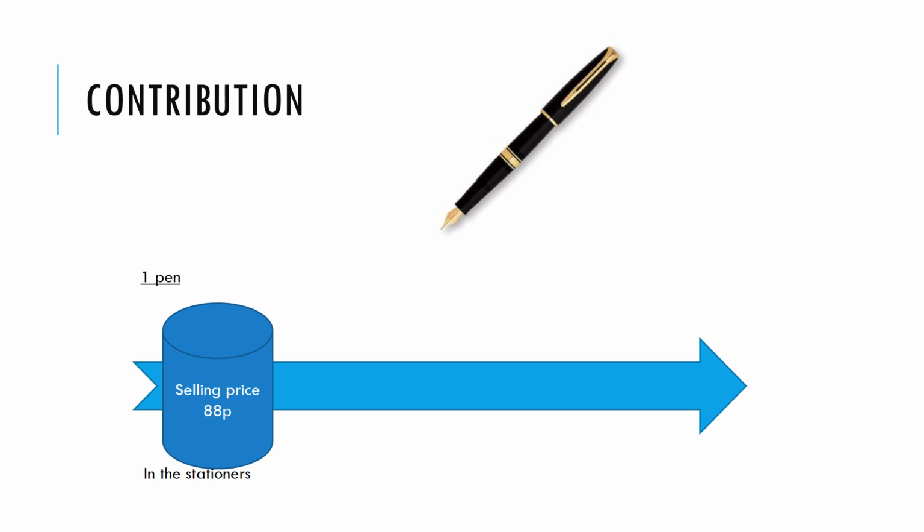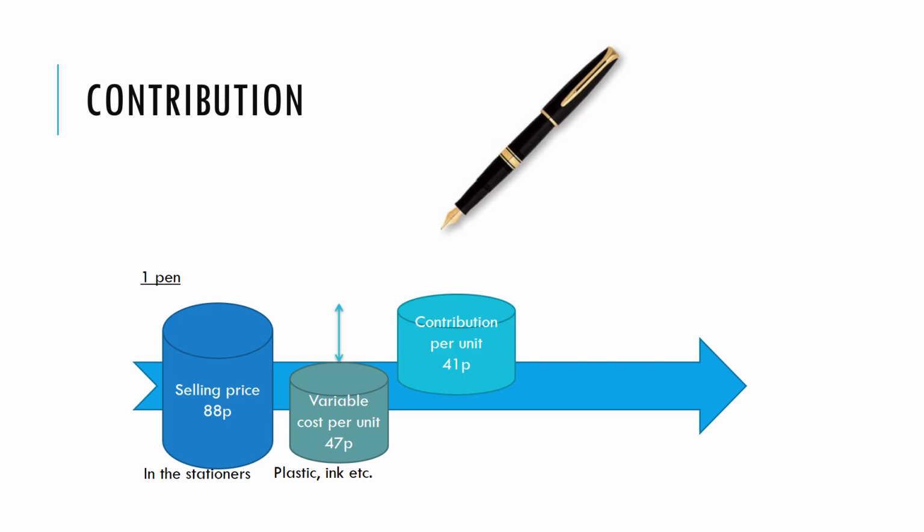So the first thing to consider when we think about how much does each pen contribute is to say, well, what are the variable costs involved in making the pen? So if we think of the variable costs, the actual costs involved in producing the item, the plastic, the ink, the little bits of metal and so on, we say that those costs are 47p, then how much is contributed when we sell a pen? How much is the pen itself contributing towards the costs of the rest of the business? Well, the contribution per unit, or the contribution from each pen, would be 41p. The 88p minus 47p.